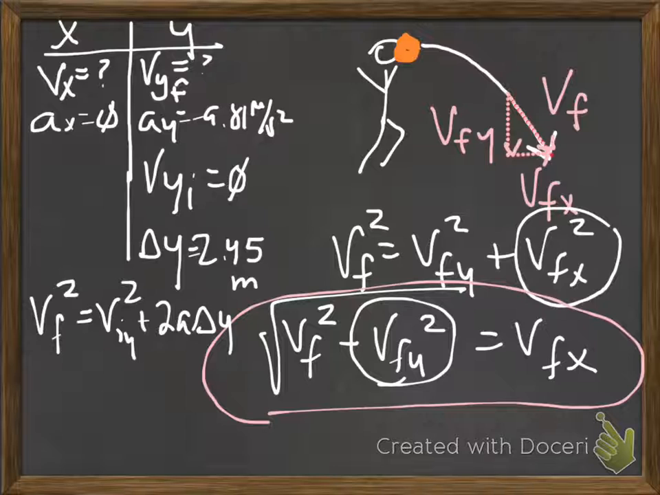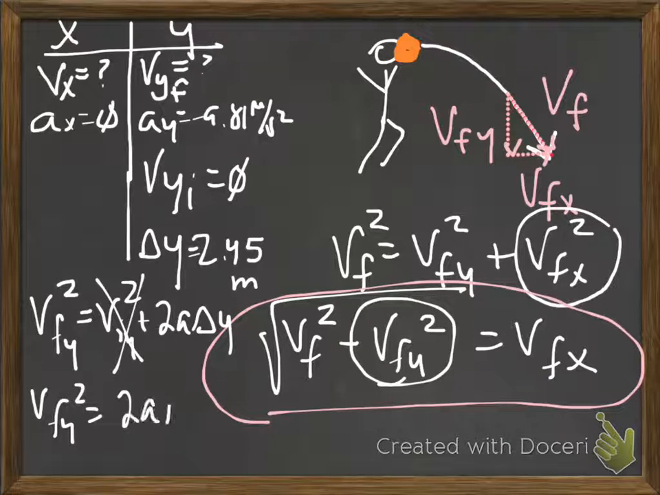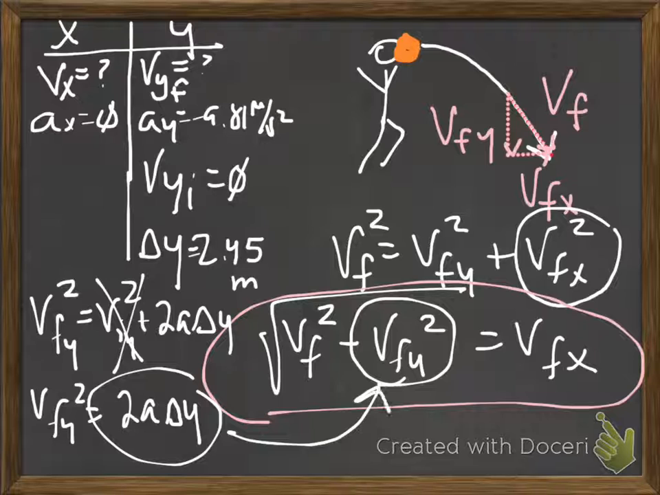Of course, these are both on the y-axis. Viy was what? It was 0, so that goes away. So Vfy squared is equal to 2a delta y. Well, right there, we can plug this in for that.